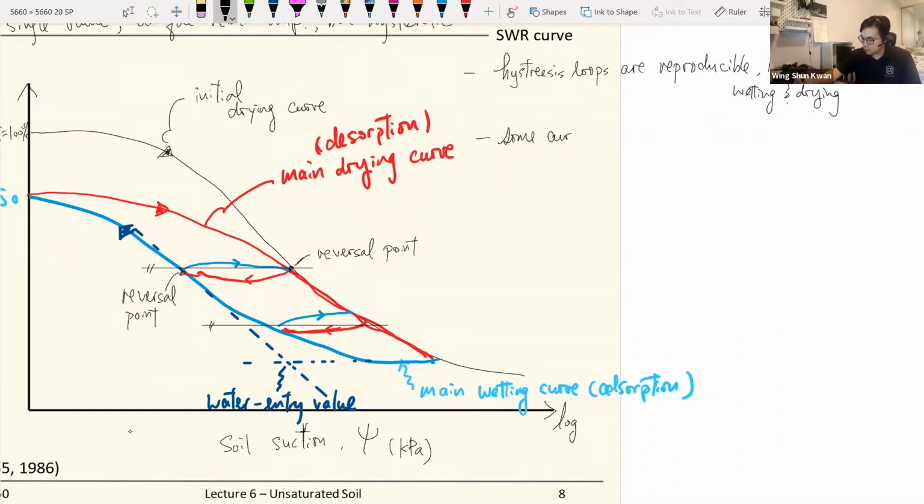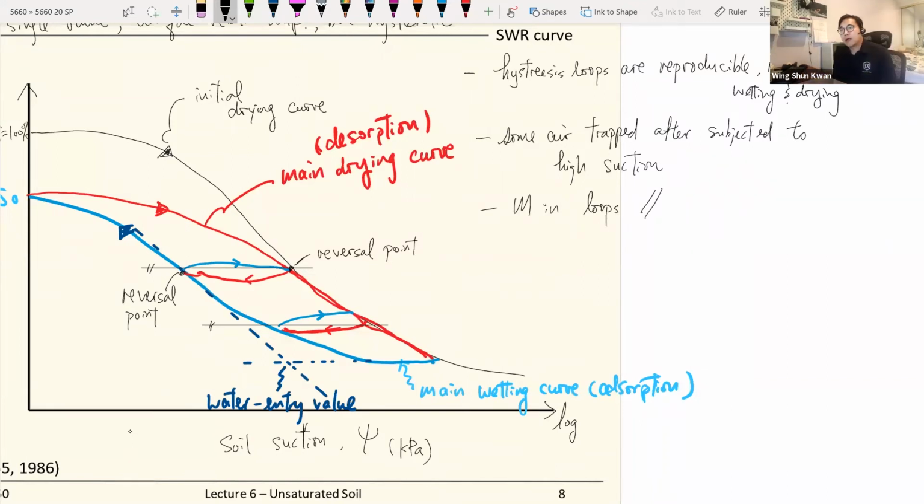there's some air being trapped after being subject to high suctions. And again, last but not least, the slope that you have in the loops. Oops. They are parallel with each other. So those are some observations of fundamental unsaturated soil mechanics, that unsaturated soil behavior that we have observed.